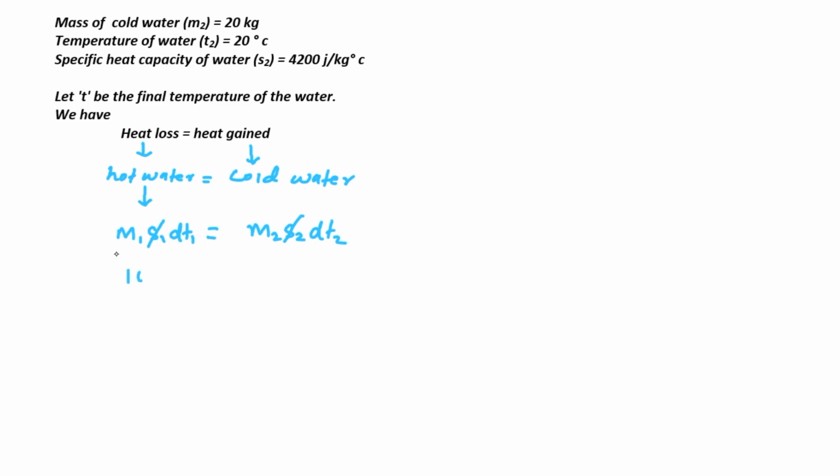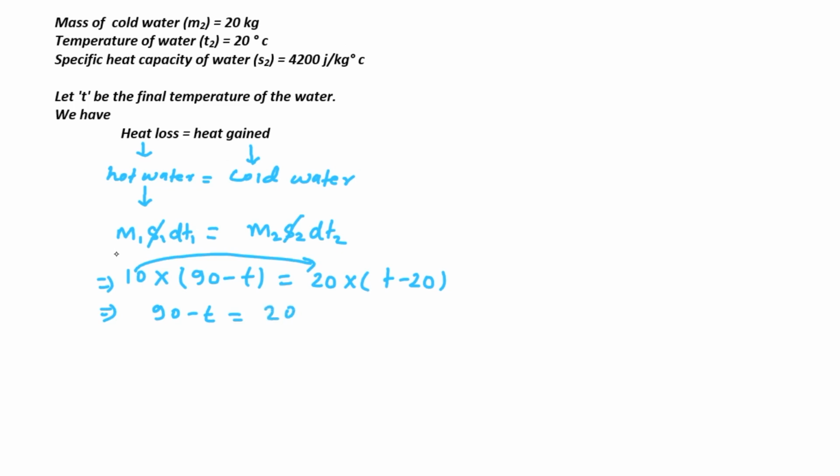So m1 is 10 kg and the change in temperature, it loses its temperature from 90 to T. Here m2 is given 20 and the temperature T2 is 20. Just solve it. 90 minus T, it is in multiplication so it comes in division, 20 divided by 10 into T minus 20. So here 90 minus T equals 2 into T minus 20, so it becomes 2T minus 40.